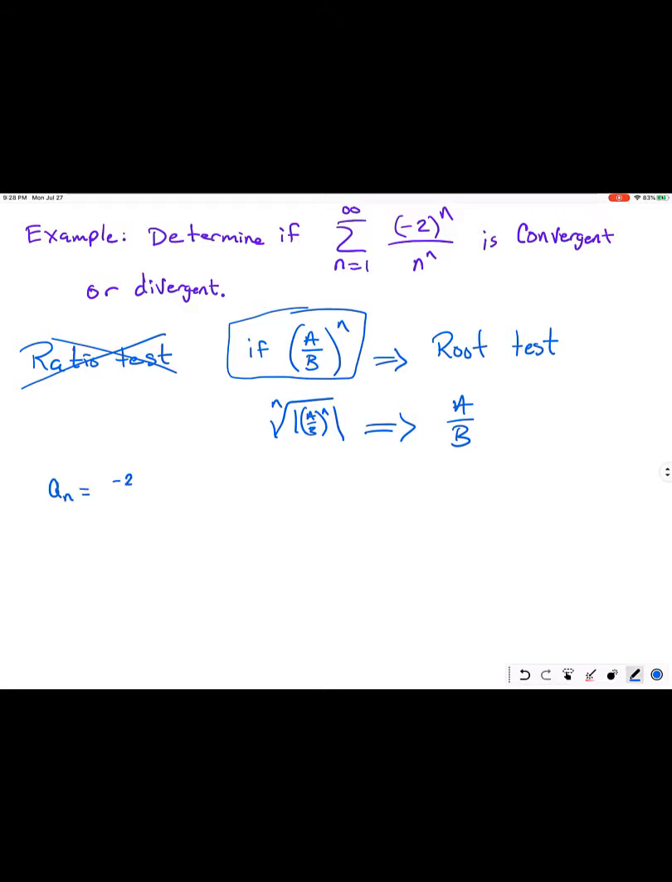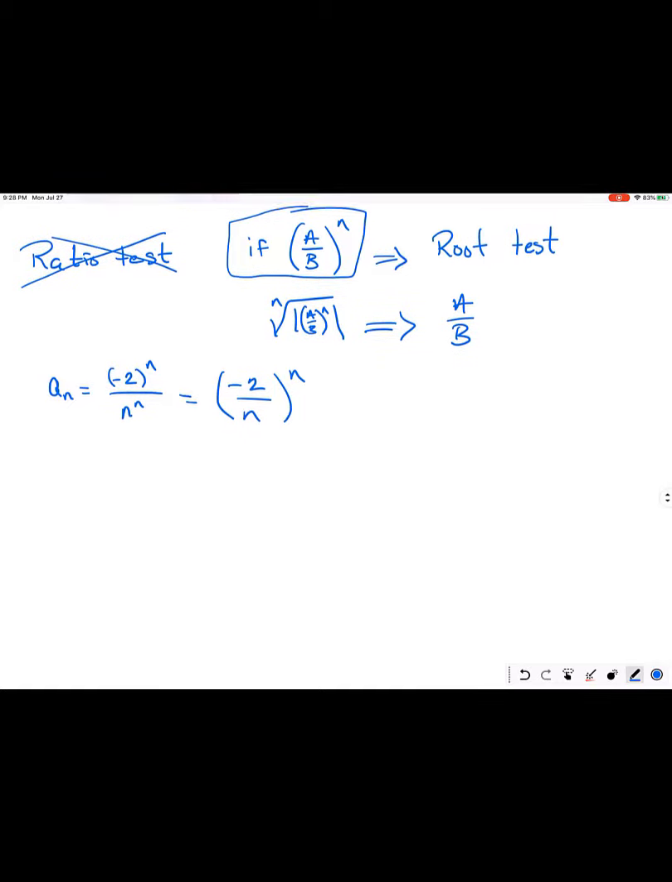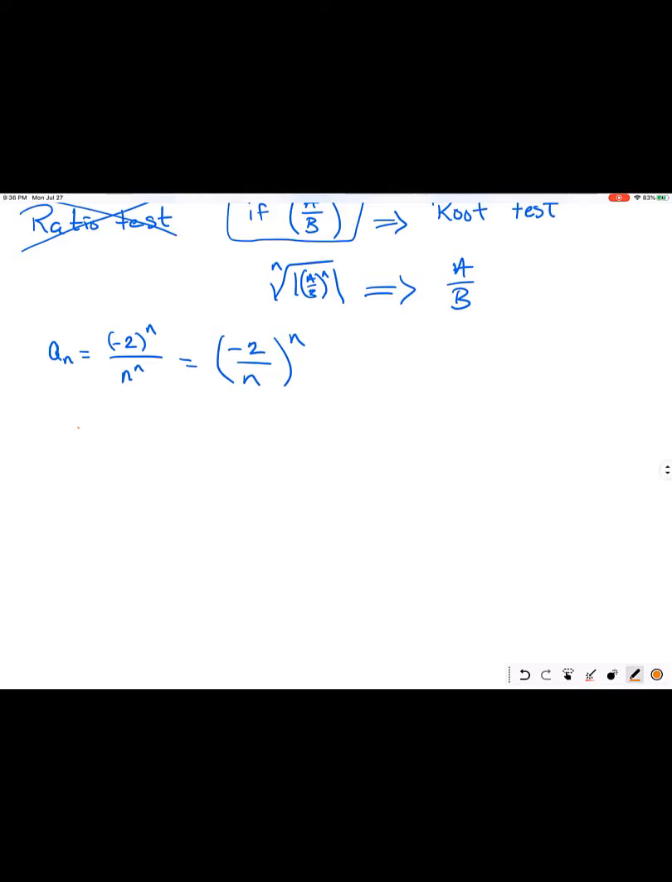So in this situation, I have a sub n, and that's equal to minus 2 raised to the n over n to the n. And sure enough, I can write that as minus 2 over n, the whole thing raised to the n. So now I'm thinking I'm in this a over b raised to the n situation, so I'm going to use the root test. And what's important to see here is if I have the absolute value of a sub n, that's equal to minus 2 divided by n raised to the n, take its absolute value. And that's the same thing as 2 over n raised to the n.